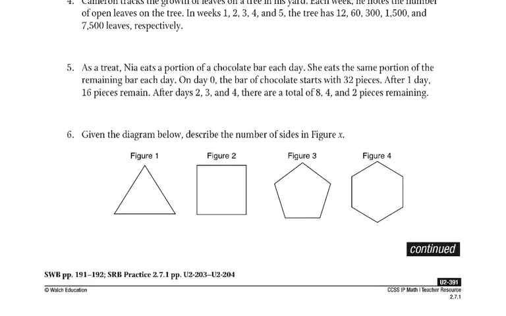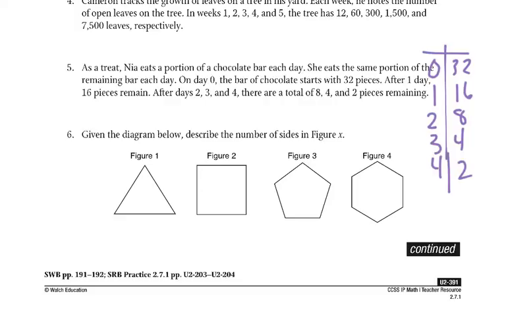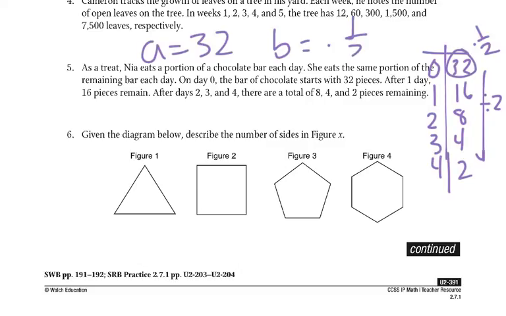Number 5. As a treat, Nia eats a portion of a chocolate bar each day. She eats the same portion of the remaining bar each day. On day 0, she starts with 32 pieces. After day 1, 16. After day 2, 8, day 3, 4, and day 4, she has 2. So hopefully we can see the growth here as we're dividing by 2, or when we're dealing with exponentials, timesing by 1/2. So our start number is 32, and our growth is timesing by 1/2. So I go f of x equals 32 times 1/2 to the x.